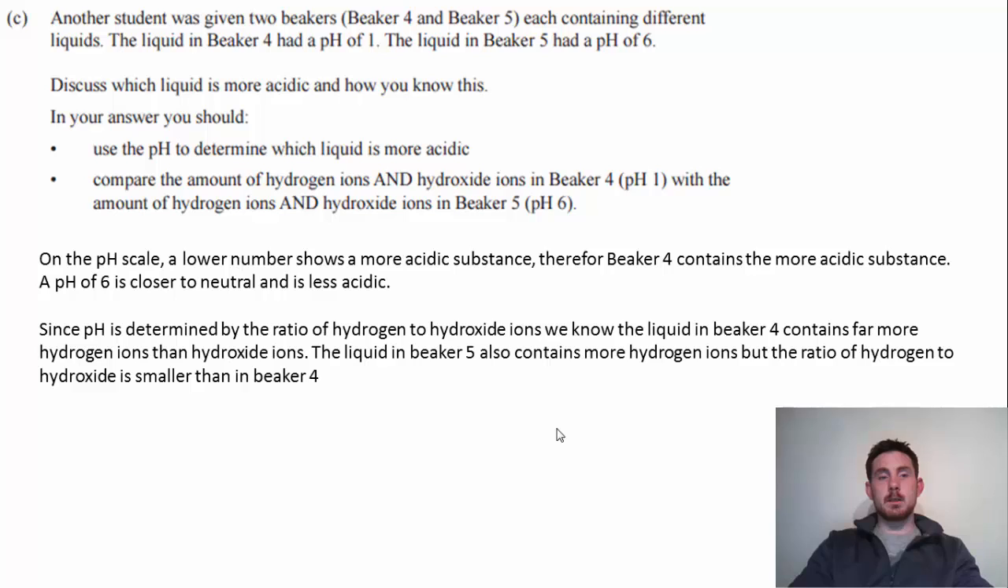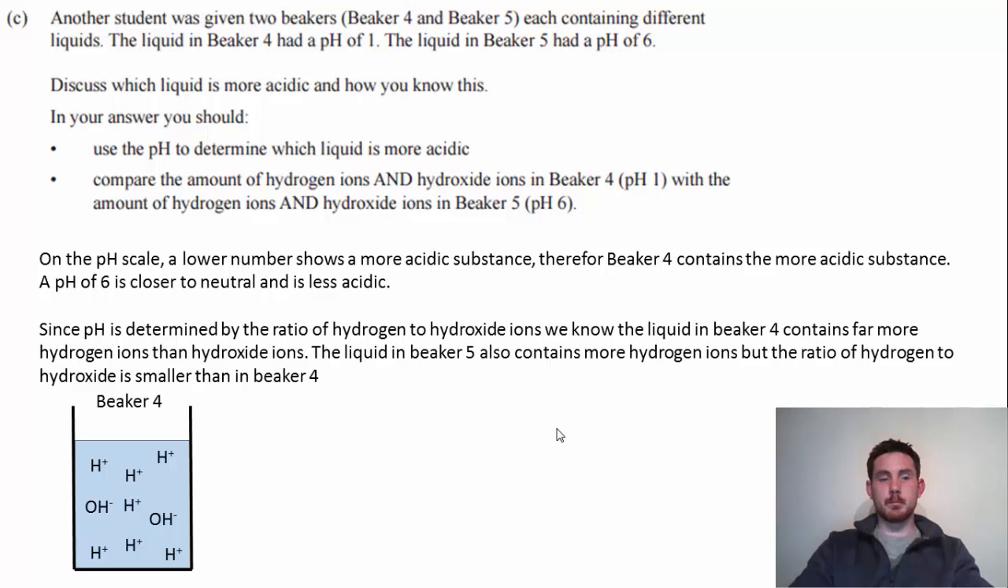Alright, so to compare the amount of hydrogen ions and hydroxide ions, beaker 4, because it's more acidic, must have a much higher ratio of hydrogen ions than hydroxide ions. And this might be easier to see in a diagram as I explain it. So there's a little picture. We can see there's a lot of hydrogen ions and only a couple of hydroxide ions. Now, we're never going to be talking numbers that small, really, but that's just a representation of the ratio that might be found in that solution.